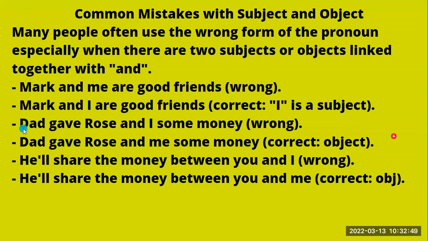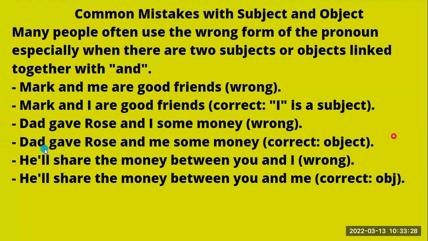Now let's look at another example. Dad gave Rose and I some money. This is wrong, and you often hear people saying that. Dad gave Rose and I, gave my sister and I, you know. That is wrong, because here you are using I in an object position, and that makes it wrong because I is essentially a subject, a subjective form, and cannot be used in the object position.